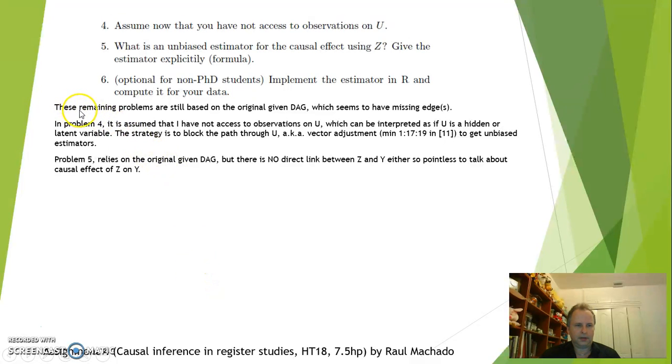And the same problem here, these remaining problems are still based on the original DAG, which seems to have missing edges. For instance, problem 4 assumes that you have access to the observation U, which can be interpreted as users hiding or a latent variable. The strategy is to block the path through U, also known as vector adjustment, to get an unbiased estimator. But again, there's no direct path here, and the problem relies again on the DAG, but there is no link between W and theta. So how can you get the causal effect between theta and W? There's no direct path. Anyway, something is missing there.